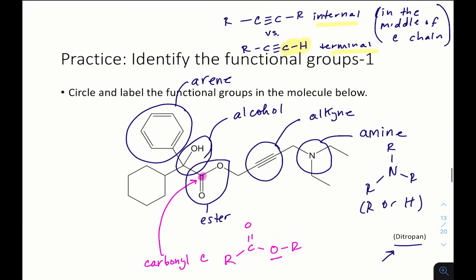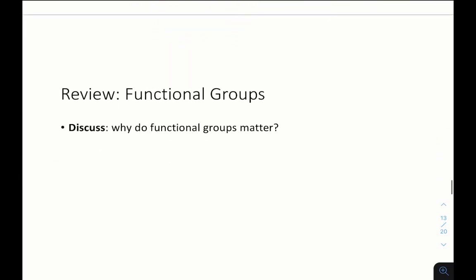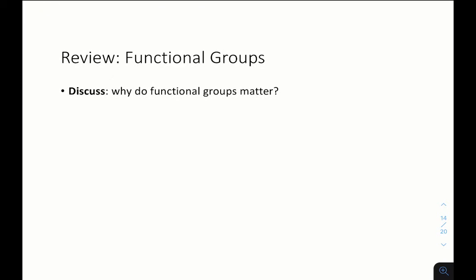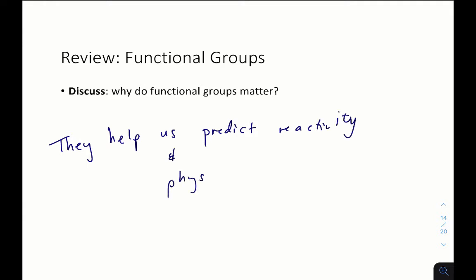Good. So I can guarantee you'll have a question on your first exam that involves circling and labeling functional groups. One more time, why does it matter? Why are you going to have a question like this on your exam? Well, because they help us to predict and understand the chemical and physical properties of a molecule. Recall that there are 70 million known organic compounds, and we do not want to memorize every single little thing about every single organic molecule.